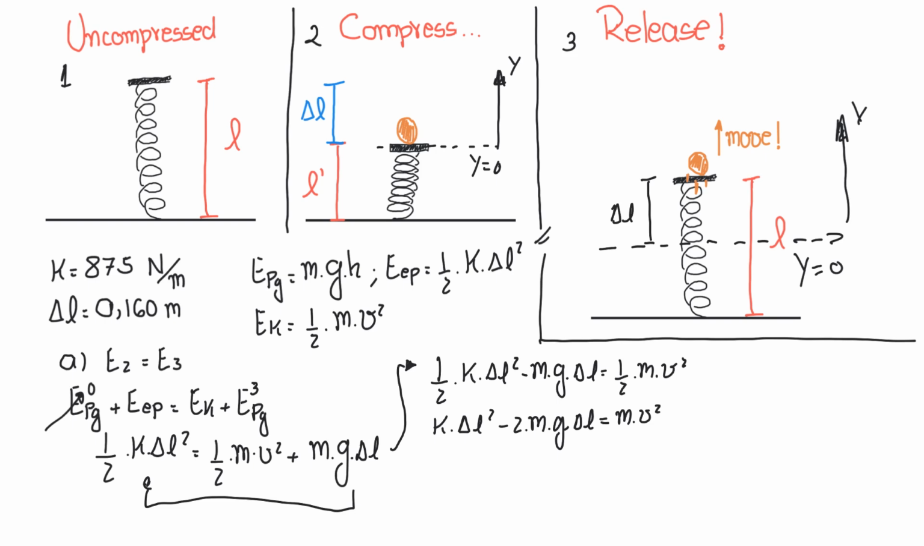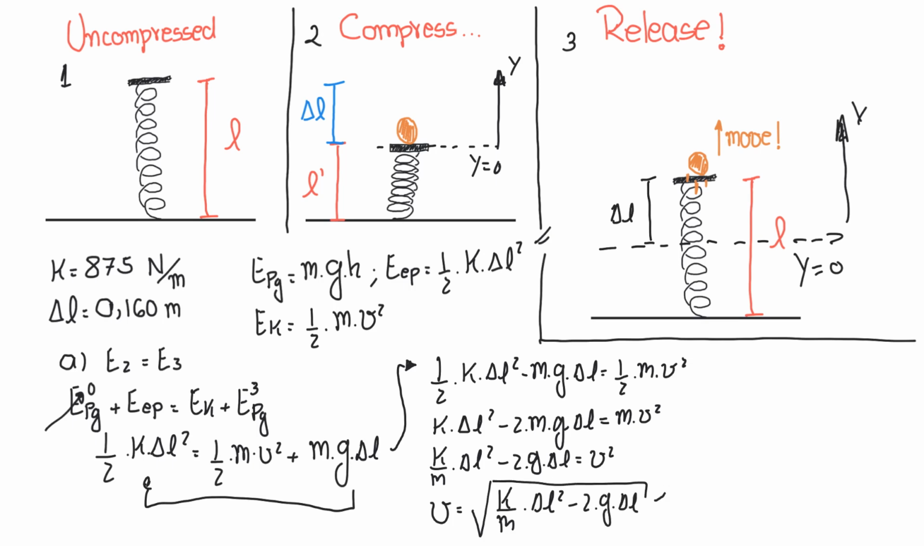Then divide both sides of this equation by m, so k divided by m times delta L squared minus 2 times g times delta L is equal to v squared. So v is equal to the square root of k divided by m times delta L squared minus 2 times g times delta L. Now we have to plug in the values that were given by the problem. And by doing that, we get the following.